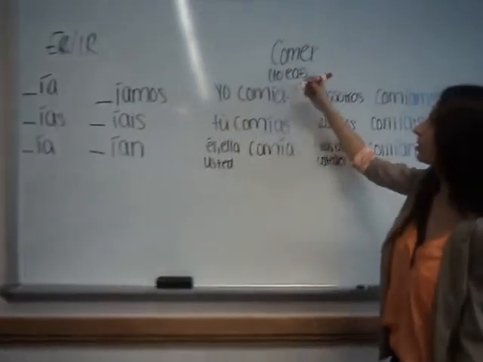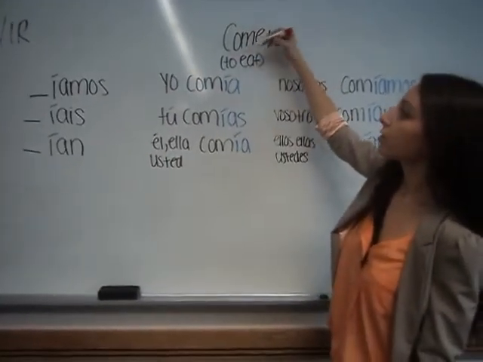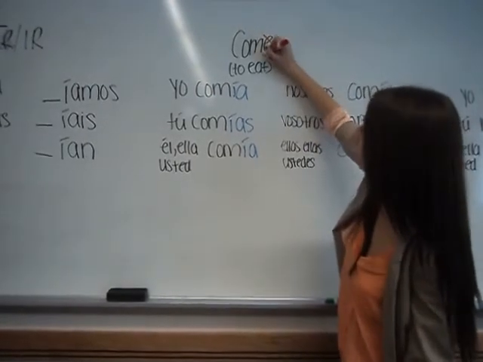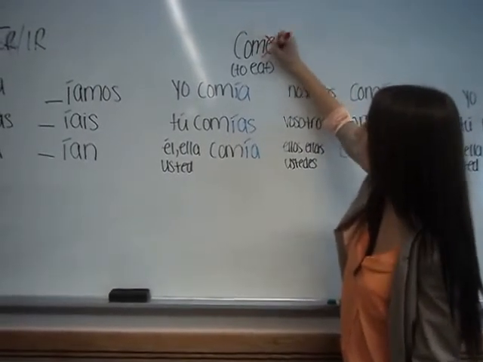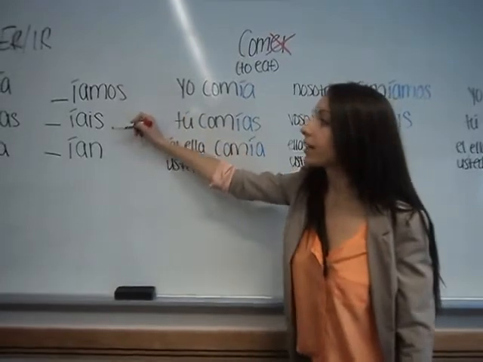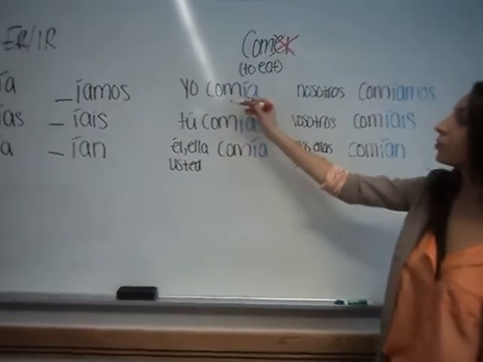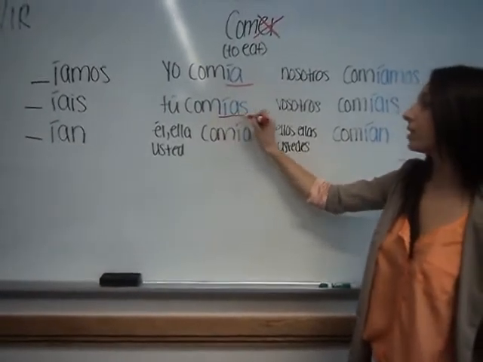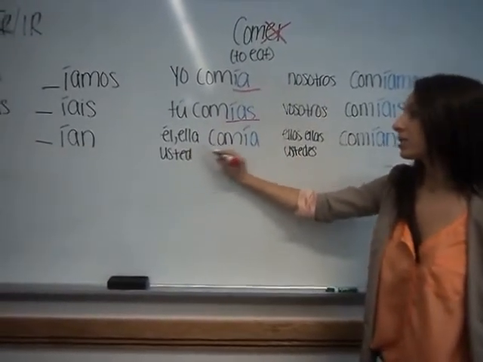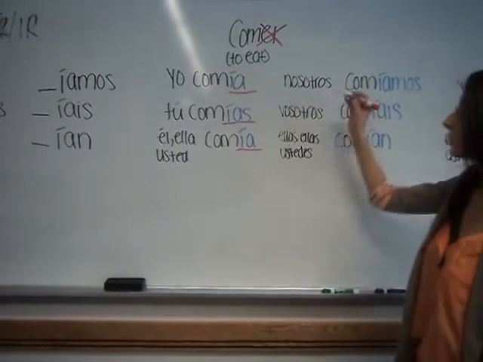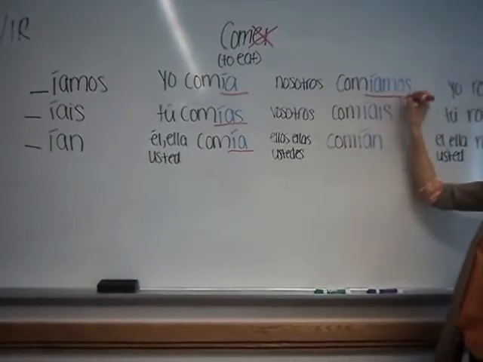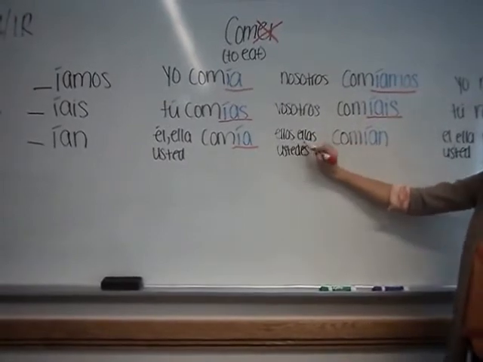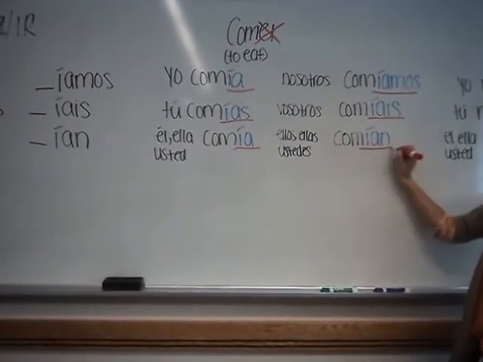Let's do an example. Now we have our verb comer, which means to eat, and don't forget, we cross off this ER, we don't want it, and we take one of our endings from here. So we have yo comía, tú comías, él, ella, usted comía, nosotros comíamos, vosotros comíais, ellos, ellas, ustedes comían.